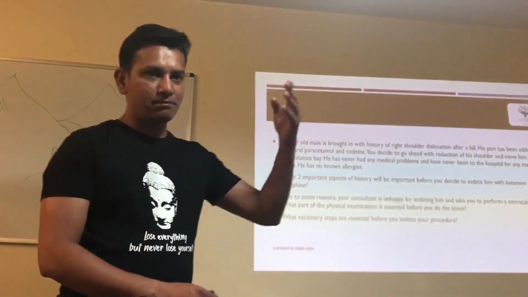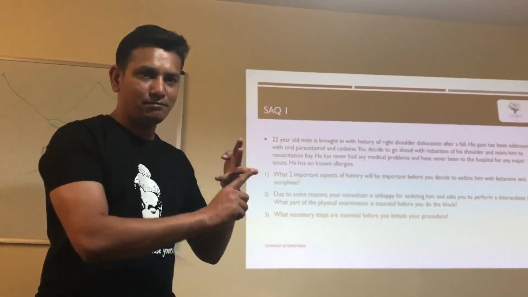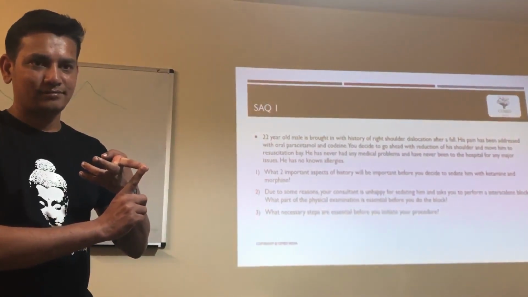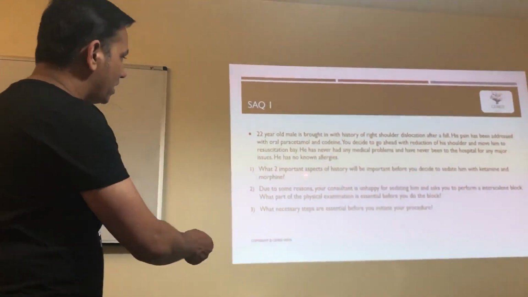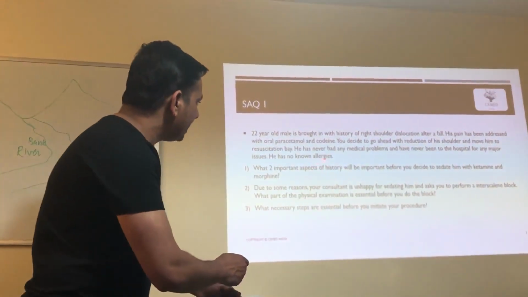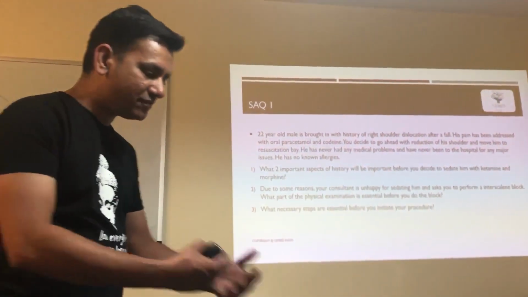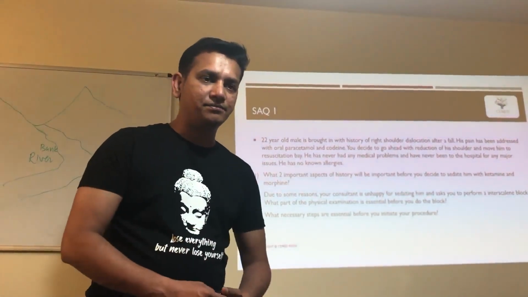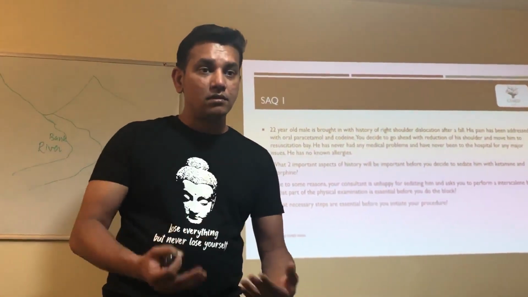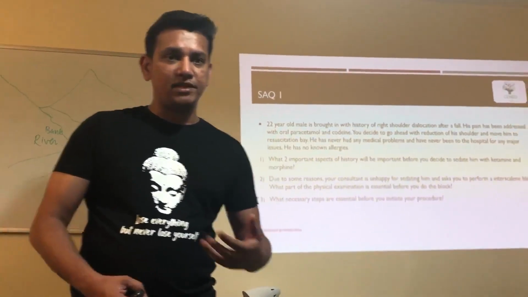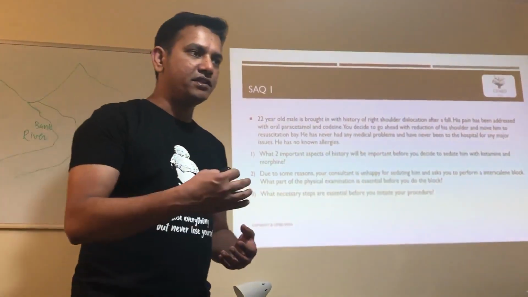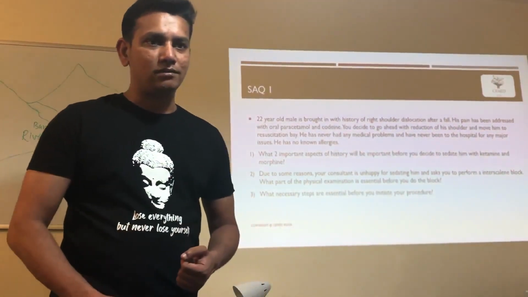Now you need to think of AMPLE. Allergies, medications, past illness, last meal, and events. 2 important aspects of history will be important before you decide to sedate him. He does not have any allergies. What are the risk factors for anesthesia? What happens after anesthesia is the patient wakes up from anesthesia. Patient complains of pain. Patient complains of vomiting. So what will put the patient at risk of post-operative nausea and vomiting?